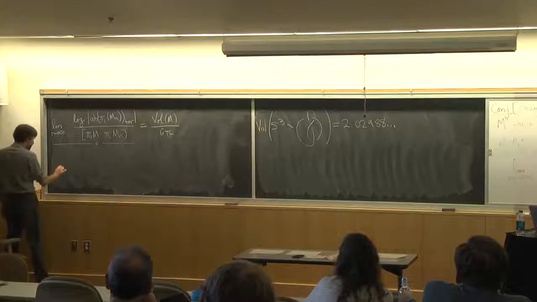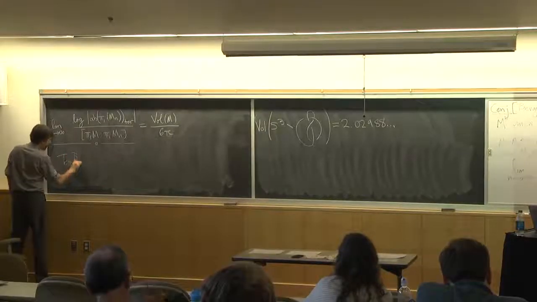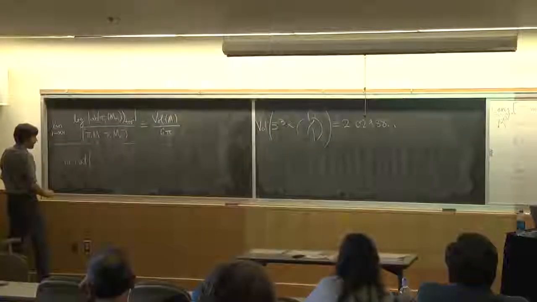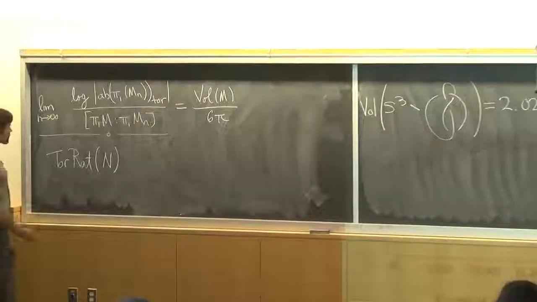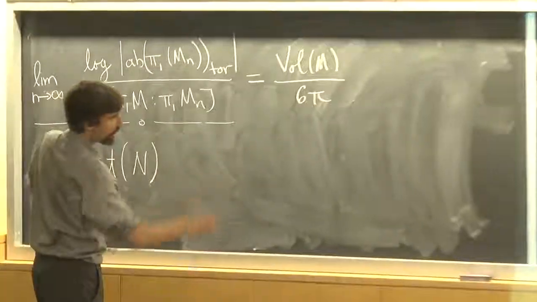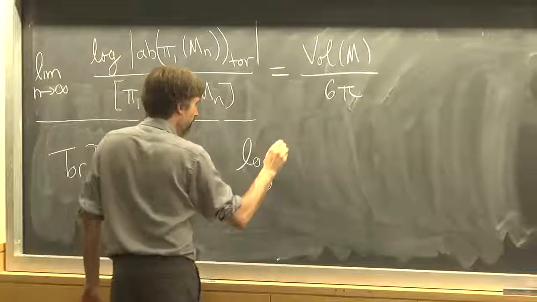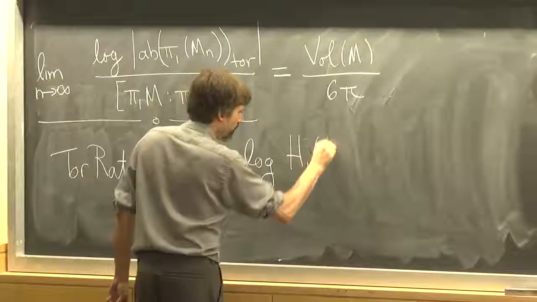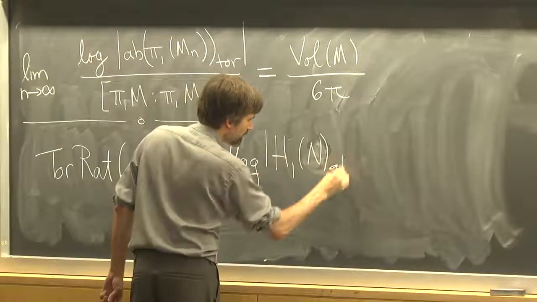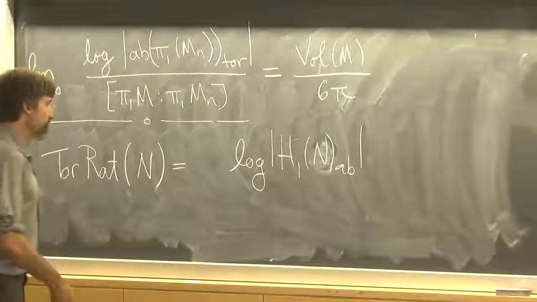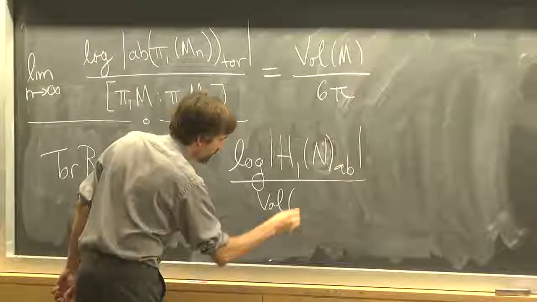And while the projector is warming up, let me just define something. If I have a manifold N, let me define the torsion ratio to be the thing we're taking the limit of. So take the abelianization of the first homology, take the log, divide by the volume.